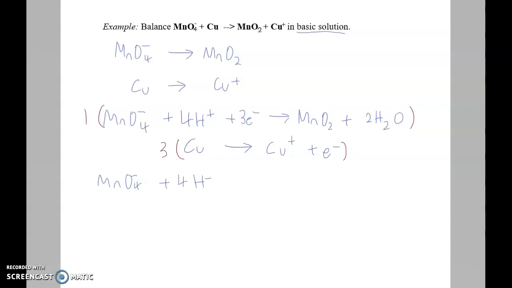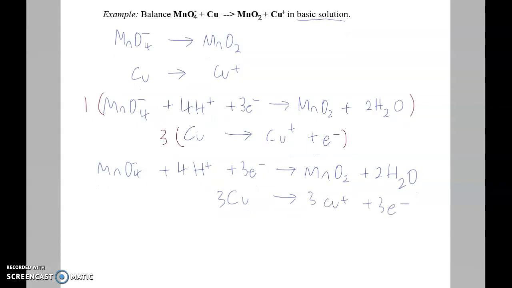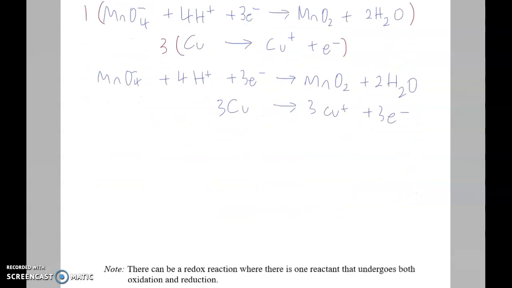Once you've multiplied them, you add them together and cancel out common species. It's easier if you line them up, so be sure to do that. Now we see that there are 3 electrons here and 3 on the manganese half reaction, so you cancel them out, and then you add the two half reactions together.